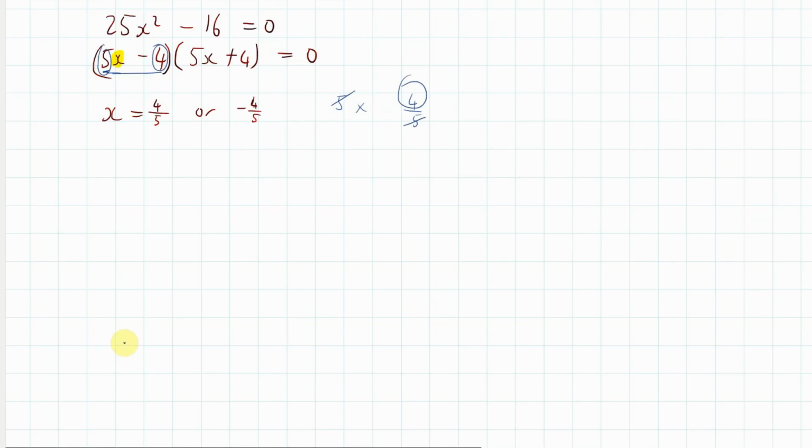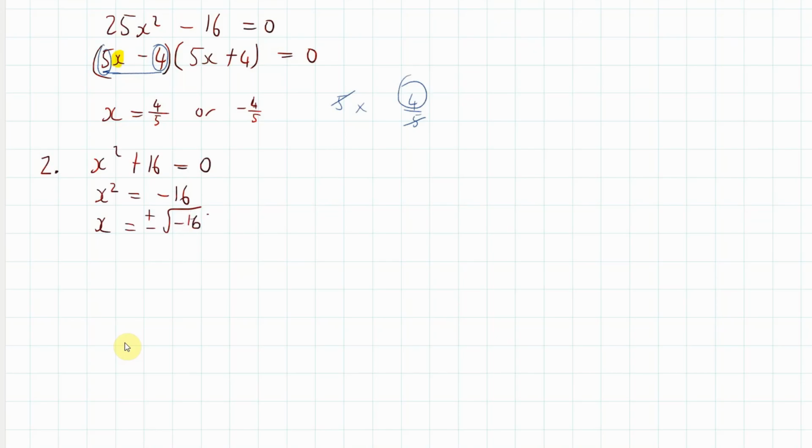Now part 2 asks you, is it possible to solve this equation, x squared plus 16 equals 0? And the answer is no. And the reason for that is if we pull that 16 across to the other side, and we want to take the square root of it, we want plus or minus the square root of minus 16. Now, you chuck that into your calculator and you'll get math error.